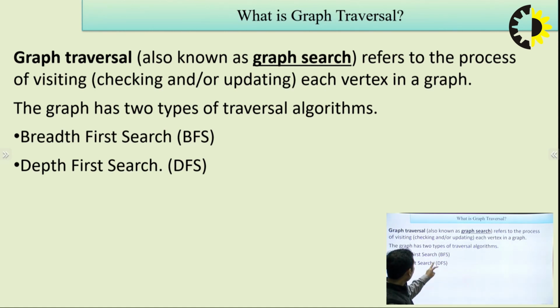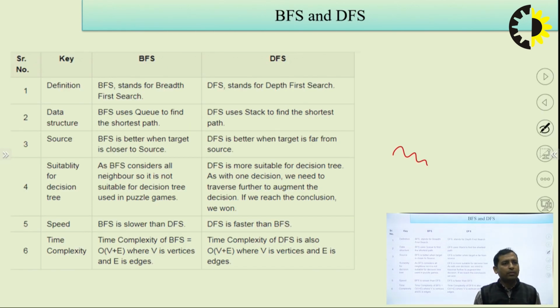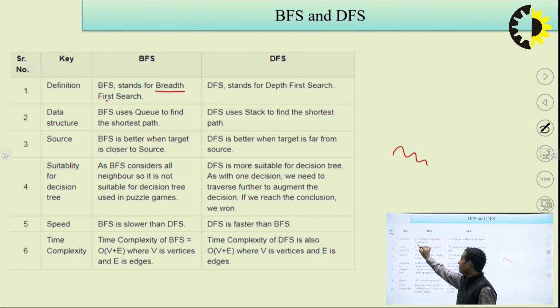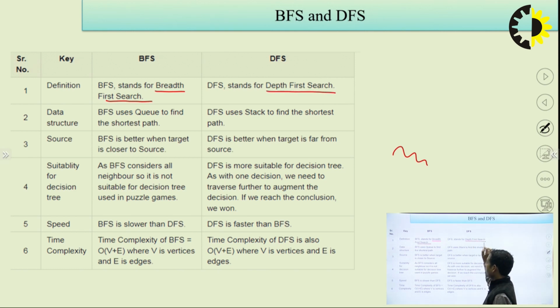As the name suggests, in BFS we first visit all the nodes at the same level and then go to the next level. But in DFS we go depth first: first visit a node, then go to the next level, then the next level, until exhausted. Now some differences of BFS and DFS. BFS stands for breadth first search, and DFS for depth first search.